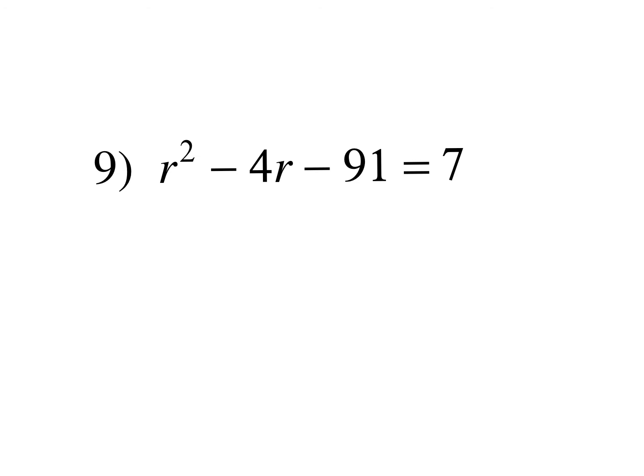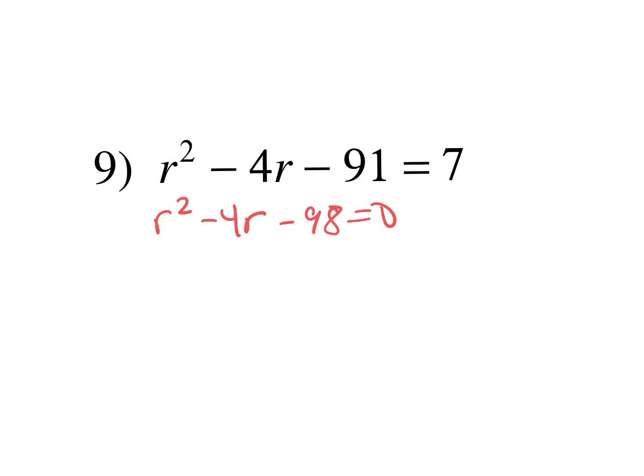There's a 7. All right, you could do this one of two ways. Some of you are going to want to rewrite this as r squared minus 4r minus 98 equals 0. How'd I go from 91 to 98? I moved that 7 over. But then what are we going to do now with the 98? We're going to move it back over, right? So if you want to go ahead and rewrite it and then move it over from the beginning, that's fine.